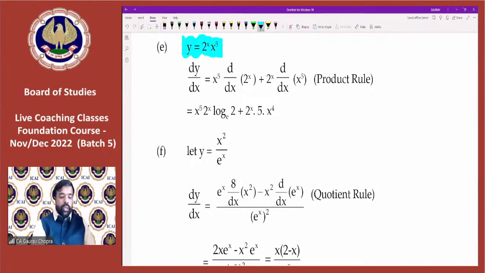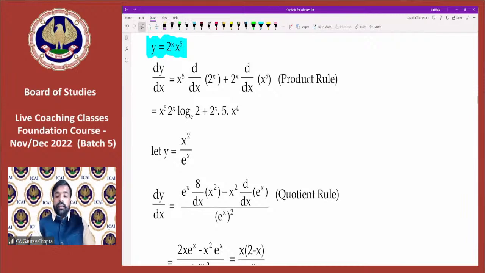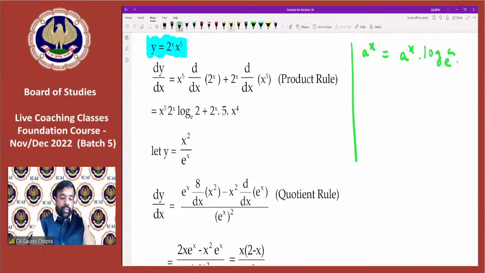Y is equal to 2 to the power of x multiplied by x to the power of 5. So let's try this one. Again, 2 to the power of x is simply a to the power of x. So whenever a to the power of x is there, what is the formula? A to the power of x log a base e. So we can solve here.